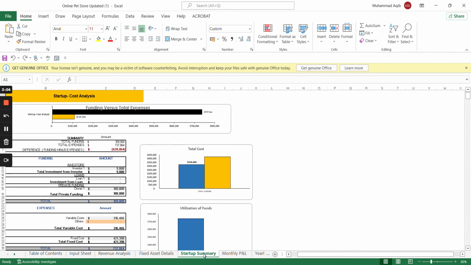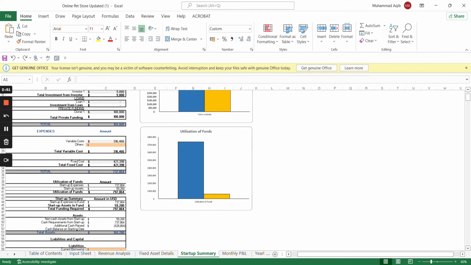Moving on to the startup summary. Startup summary shows funding against total expenses. In this case, the funding is greater than the total expenses incurred. Furthermore, startup summary also shows the breakup of variable as well as fixed costs. This will allow the business to identify where they can reduce their costs and hence reduce their expenses in the long term.